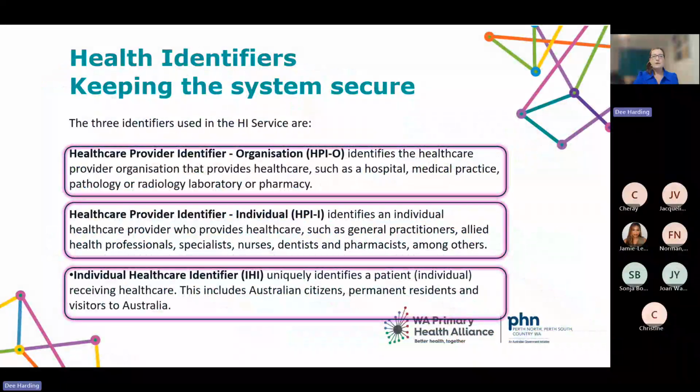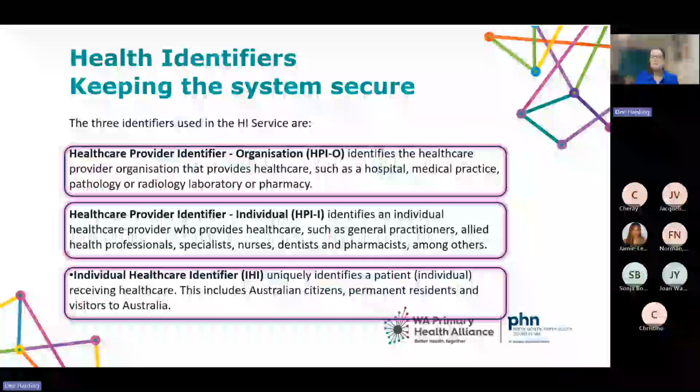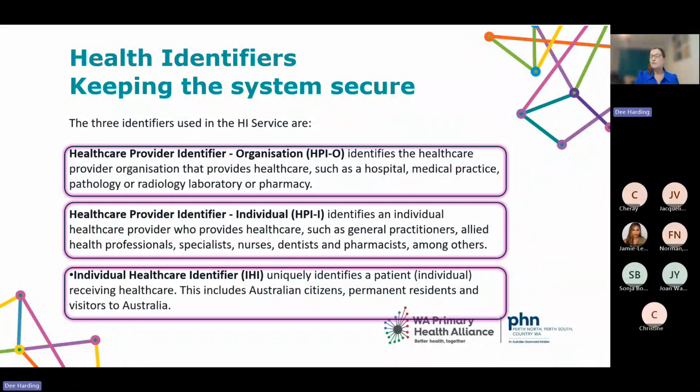Health identifiers. Within the back end of the system, there are 3 identifiers that are used by the Health Identifier Service. All of these 3 must converge to facilitate access into the system. This triangulation of encrypted data is used for identification and permission purposes to access. The first one is what we call affectionately the HIPPO, the Health Provider Identifier for the organisation.